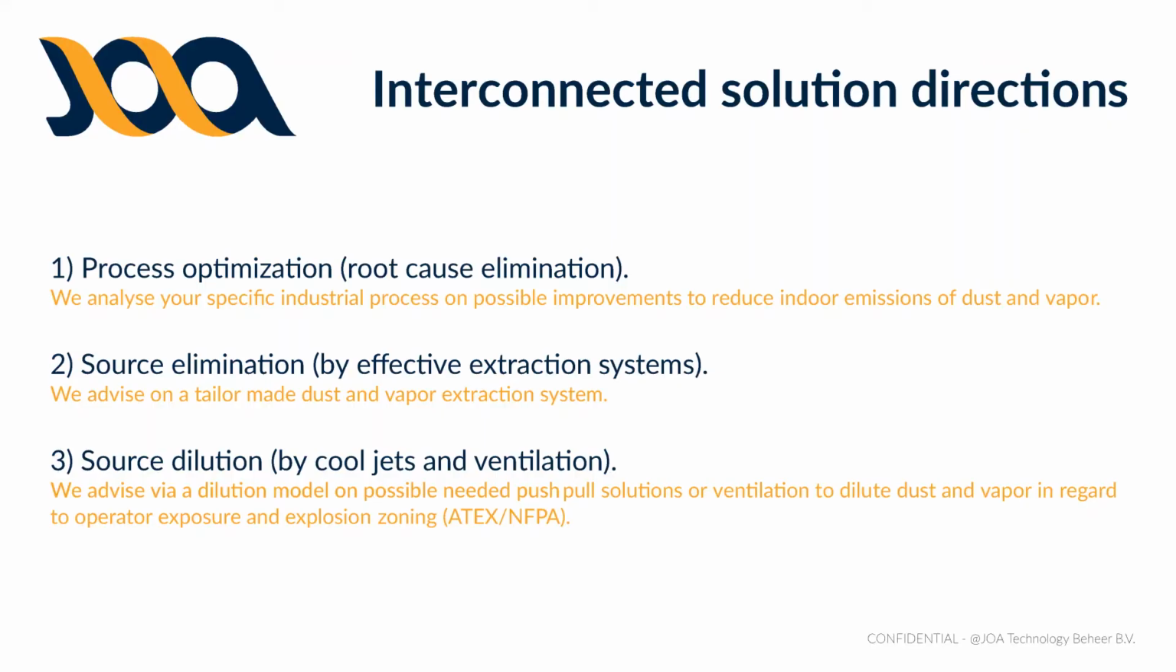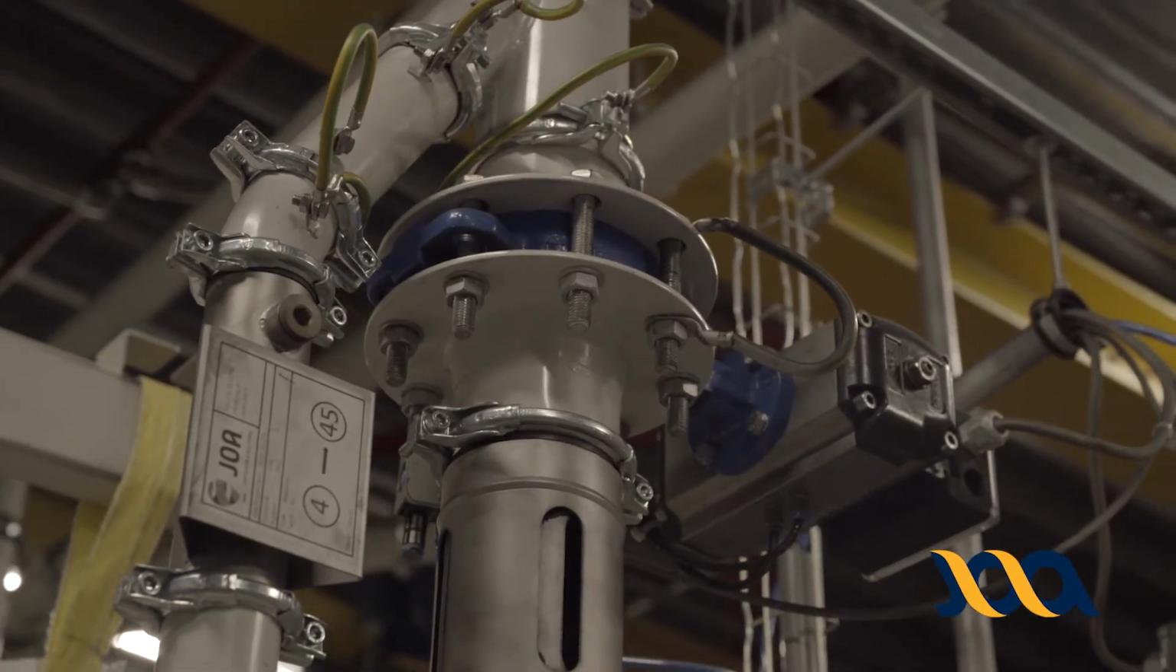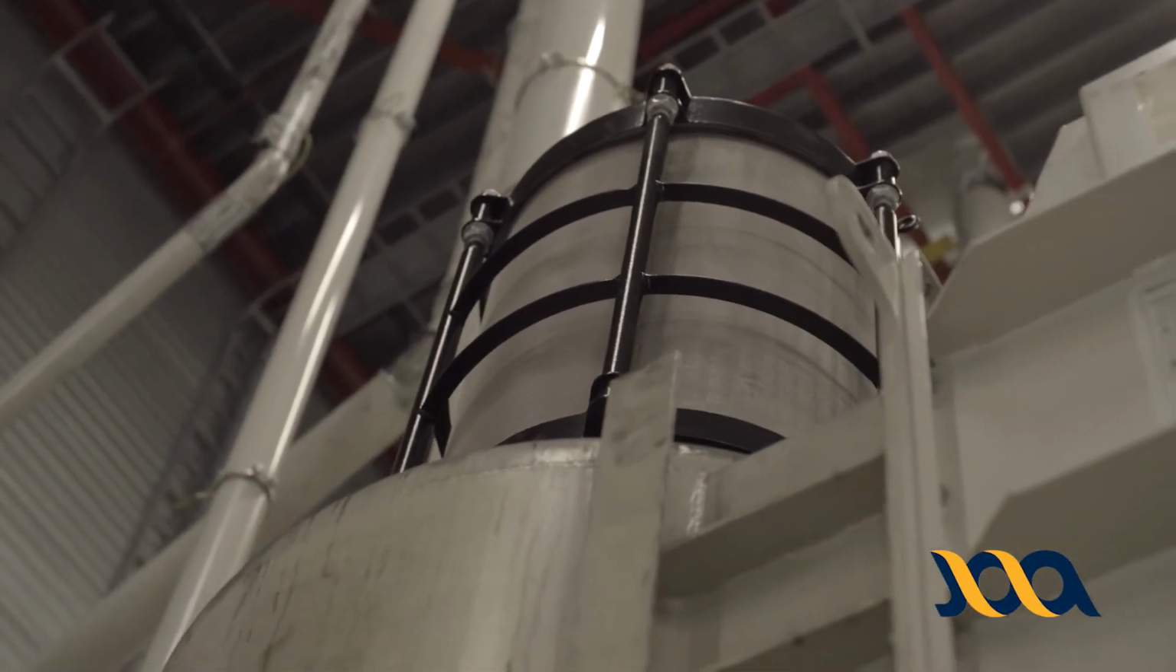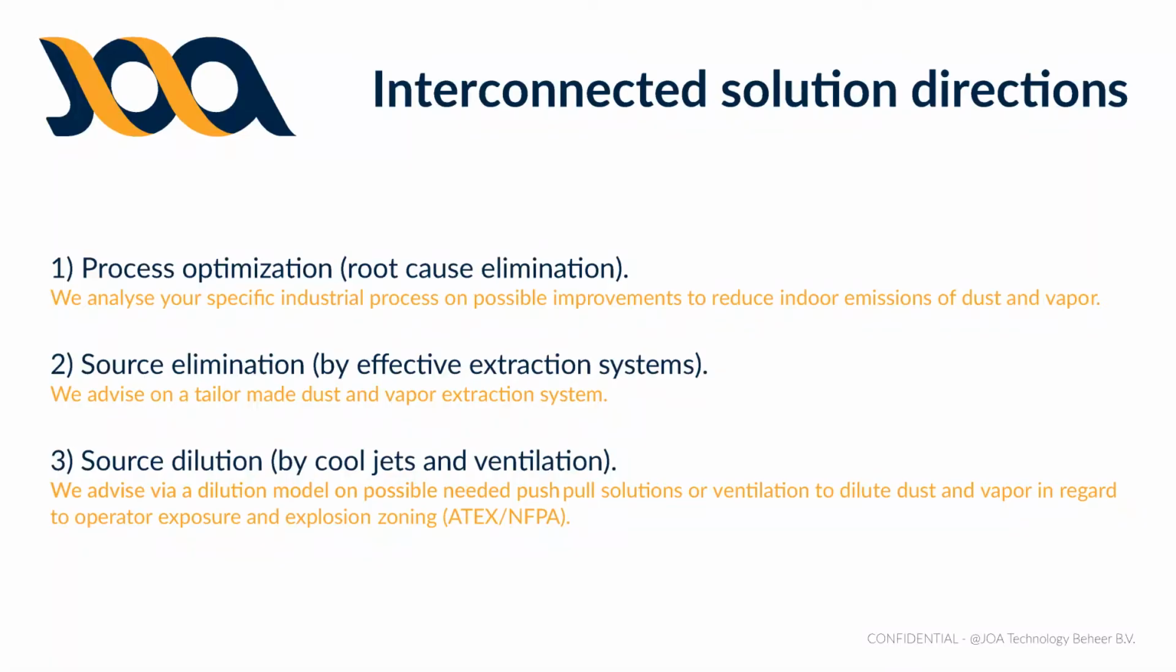And the third solution direction we aim for is to dilute the source. We do this by cool jets and ventilation, and we do this based on a dilution model and on the possible needed push and pull solutions in regards to the operator exposure and explosion zoning. So these three types of solution directions require advanced data modeling.